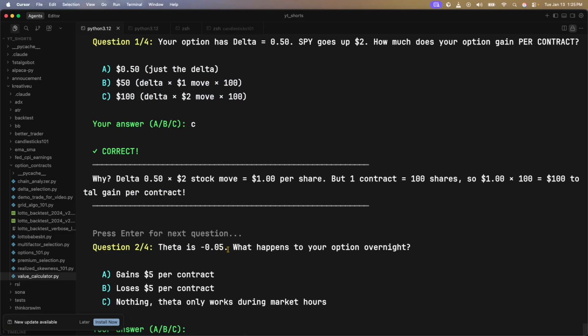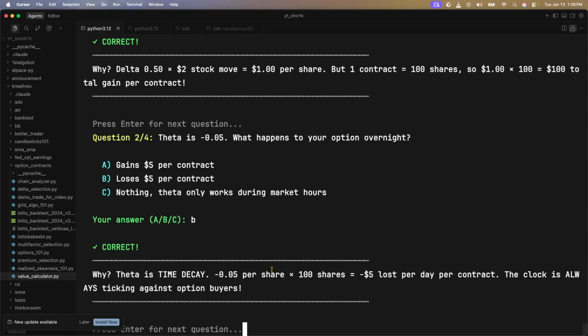Theta of negative 0.5. What happens to your option contract overnight? Does it gain $5? Is it B? Does it lose $5, right? Or nothing, theta only works during market hours. I wish, right? So it is going to be B. It loses $5. You do 0.5 times 100, which is the $5 that you're losing per day.